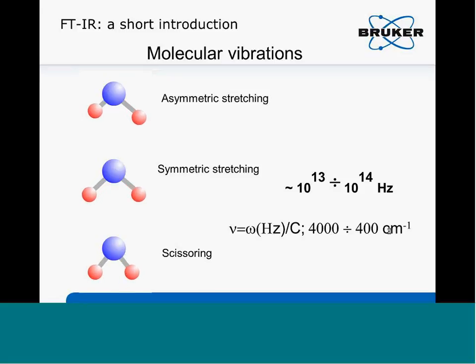In spectroscopy, we don't use hertz for the vibration frequencies. We use so-called wave numbers, which is the frequency in hertz divided by the speed of light. Doing the calculations, you figure out that the frequencies of molecules lie in the range of 4,000 to 400 wave numbers. So the question is how we deal with this in spectroscopy.